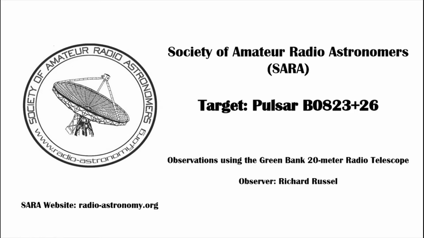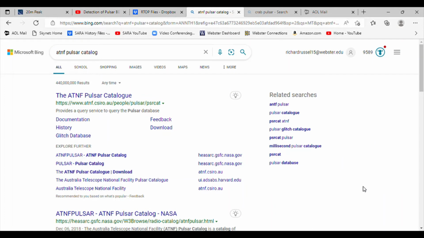Detection of Pulsar B0823+26 using the Green Bank 20-meter radio telescope. We start out by looking at the data for the pulsar using Microsoft Bing or any other search engine.